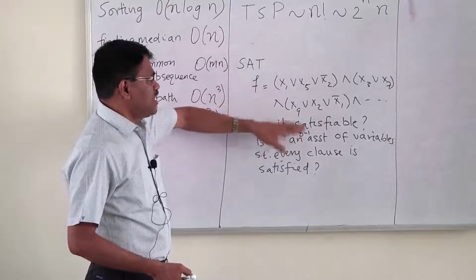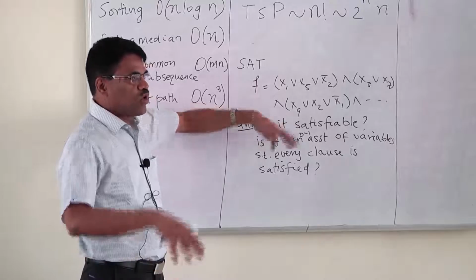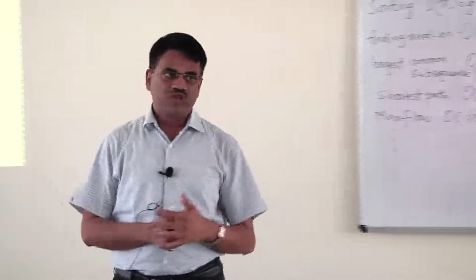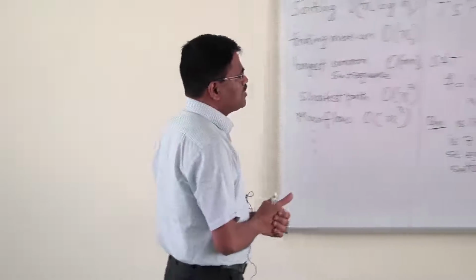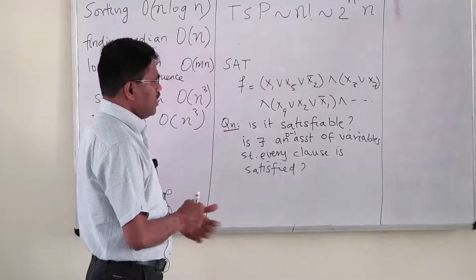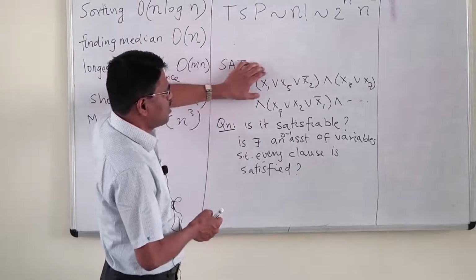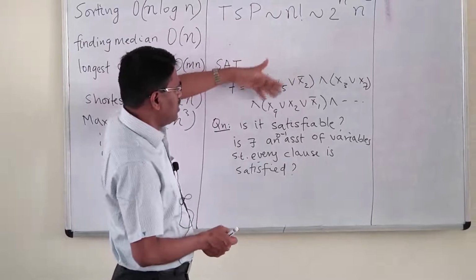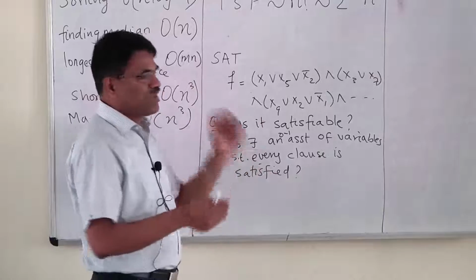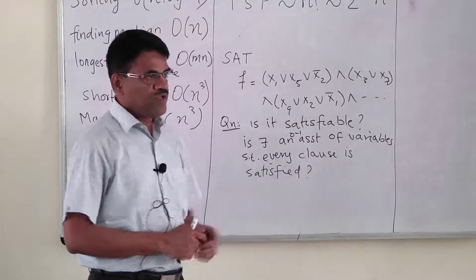Because of this clause, you need some other variable to satisfy this clause. So the question here is, can you come up with some 0, 1 assignment for this set of variables so that every clause is satisfied? If this is the entire formula, it's trivially satisfiable. You can set x1 to 1, x3 to 1, and x2 to 1, for example. And for the remaining variables, do whatever you want, it doesn't matter, you can satisfy this. Okay, so this is the problem.